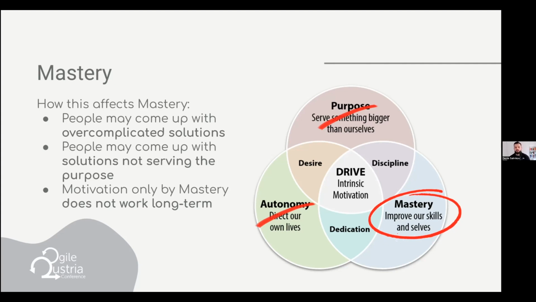People may come up with solutions which are not serving the original purpose, because they are not buying into this purpose. And also over time, that motivation goes down a lot. You can try to survive on the mastery motivation for a quarter, maybe for 2 quarters, but sooner or later, this will evaporate and you will decide to leave the company, leading to a higher attrition in the company.